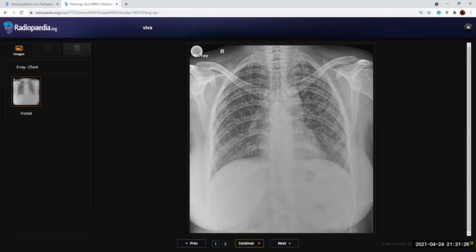Just tell me, what is the distribution you see? Is it centrilobular, still spaced out? How do you think is the distribution here? There is some relative sparing of the apices, but predominantly it is in the mid and lower zones.